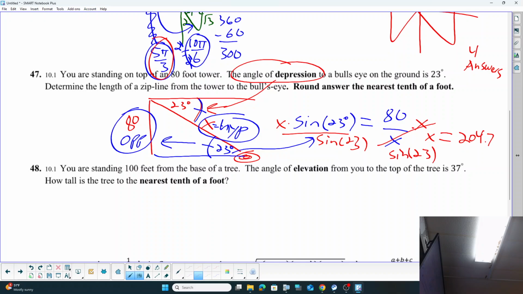204.7, is that feet? This is feet, to the tenth of a foot. So feet. Boom, that's the hypotenuse.